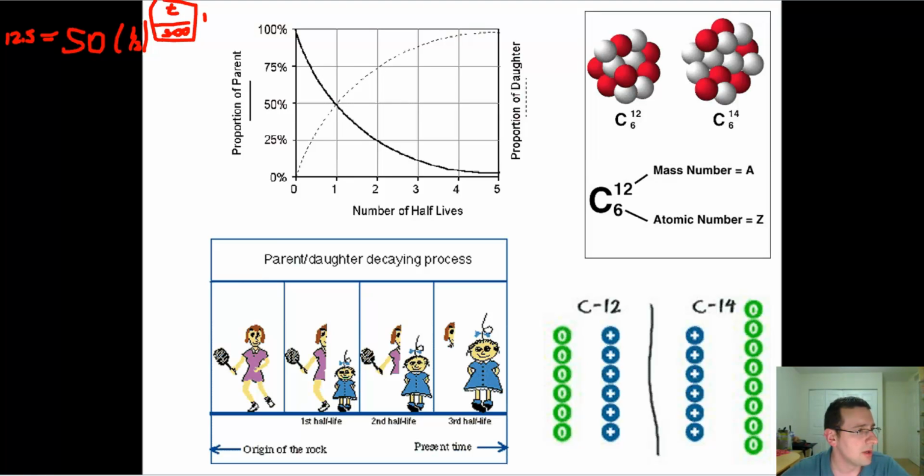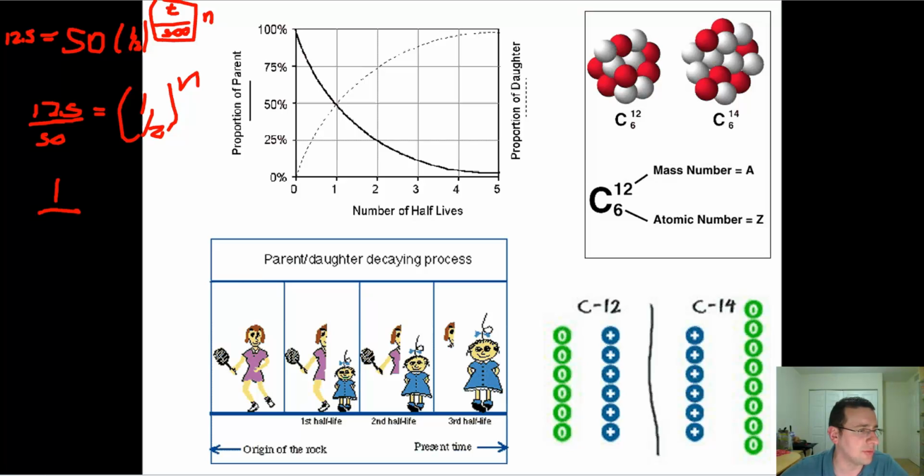I want to find out the number of half-lives first. So let's think about that. You solve with algebra. I want to get rid of the 50, so you divide both sides by 50, and you get 12.5 divided by 50 equals 1/2 raised to the power of n. Now if you simplify that, 12.5 times 2 is 25, and if you multiply that by 2 again, you get 50. So this is actually 1/4.